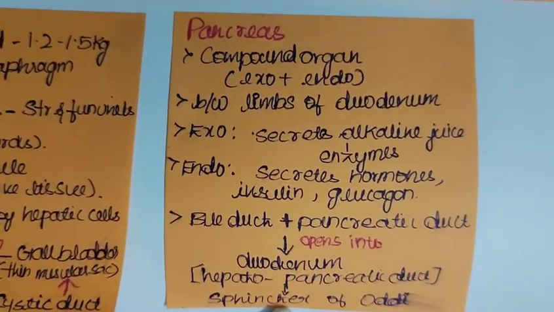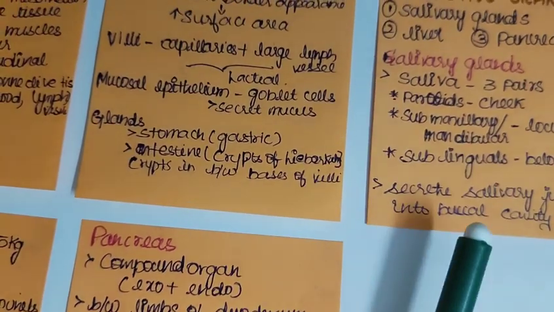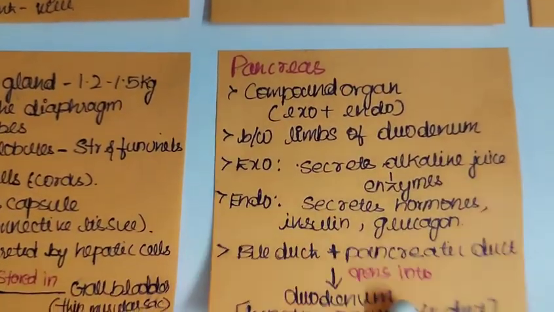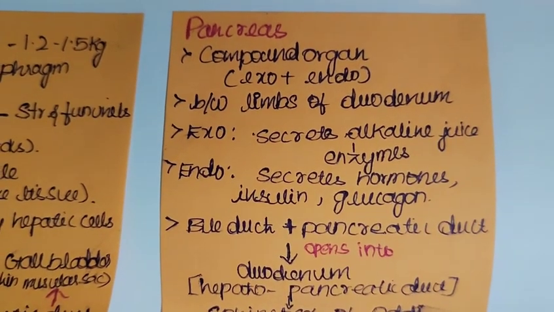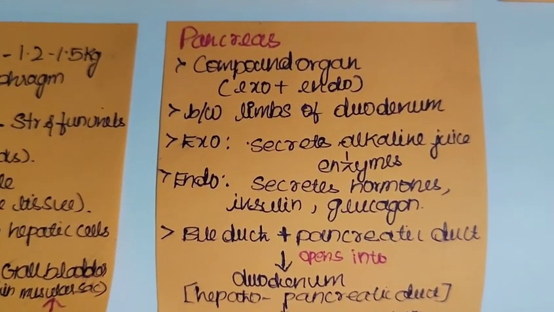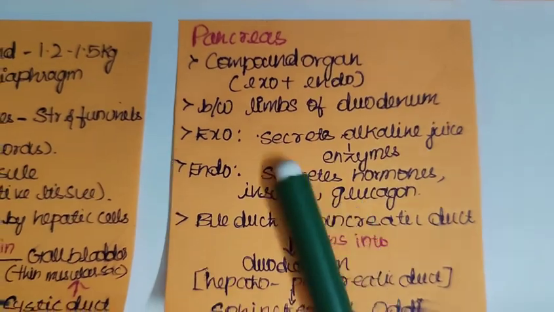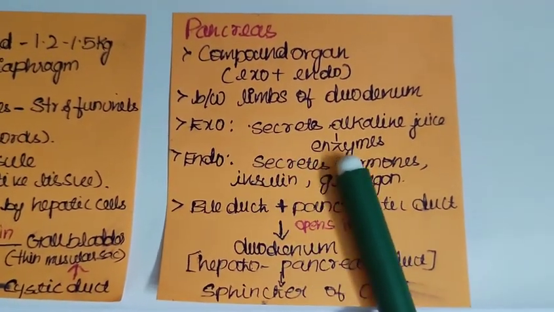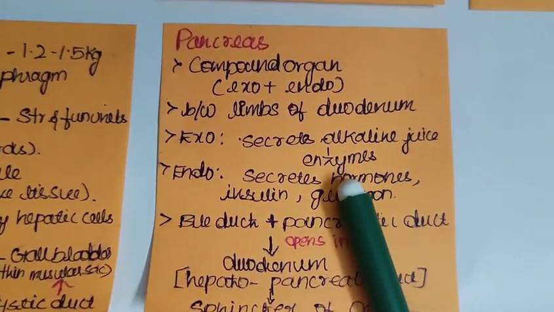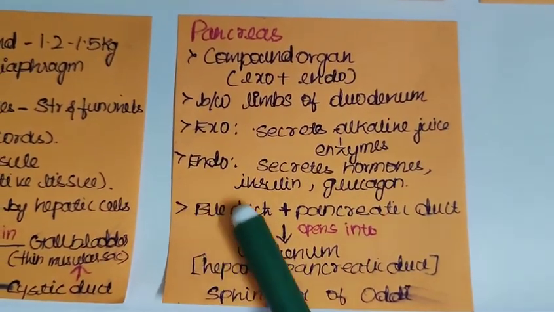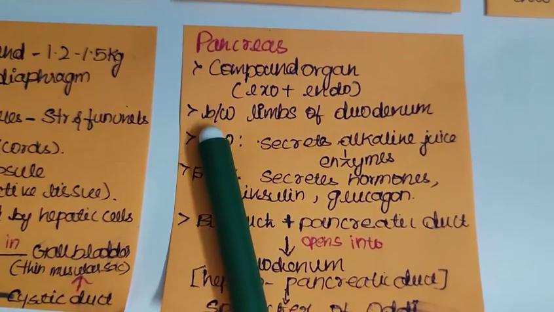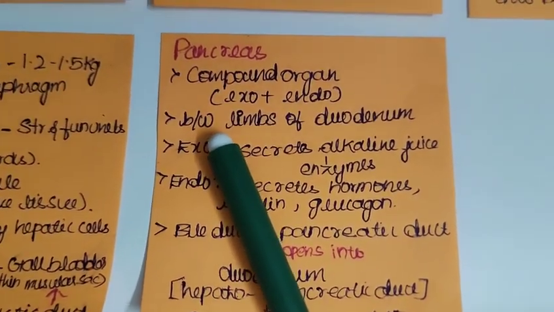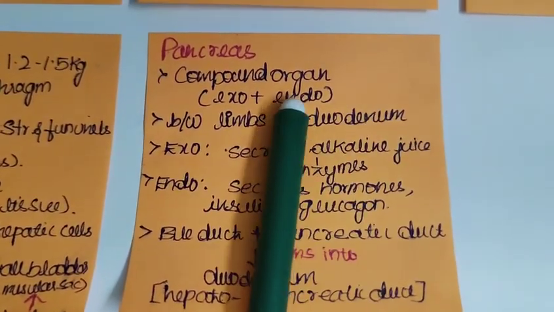So coming to the next one, pancreas. We talked about salivary glands, liver, and the last one is pancreas. Pancreas, as you all know, is a compound organ, which is nothing but exocrine plus endocrine. In exocrine, it will be producing alkaline juice which contains enzymes. And in endocrine, it will be producing the hormones insulin and glucagon. Okay. This pancreas is present between the limbs of the duodenum.